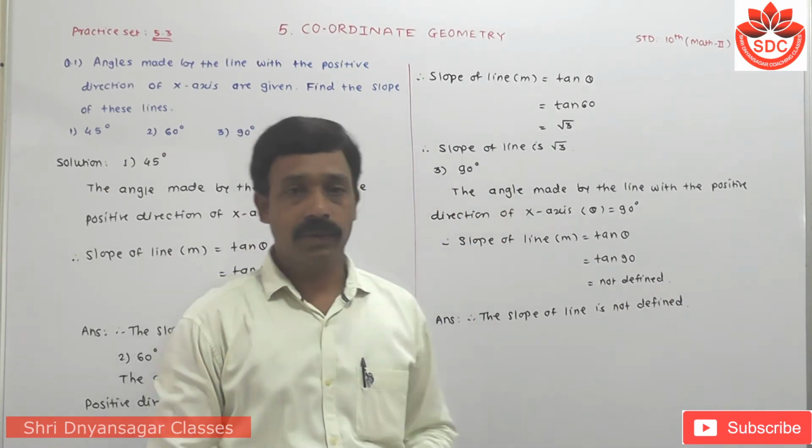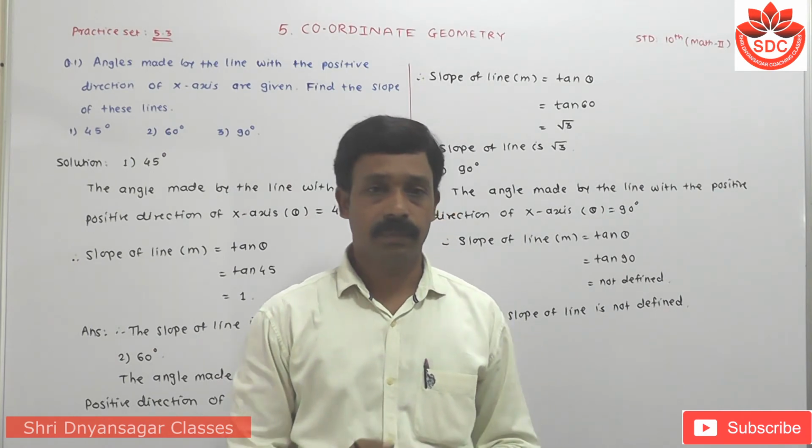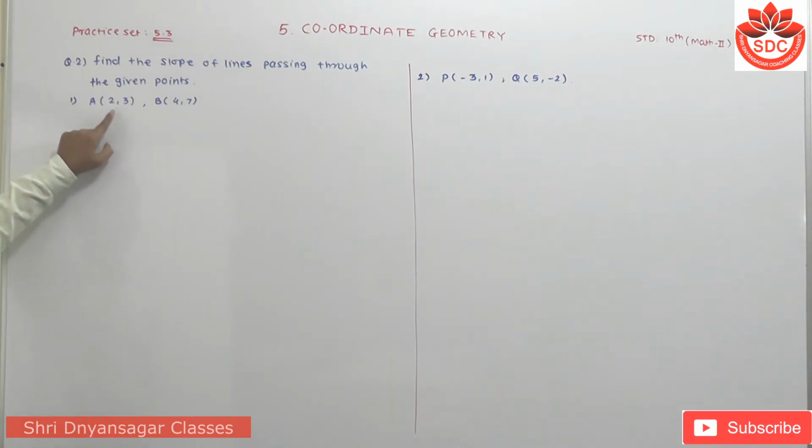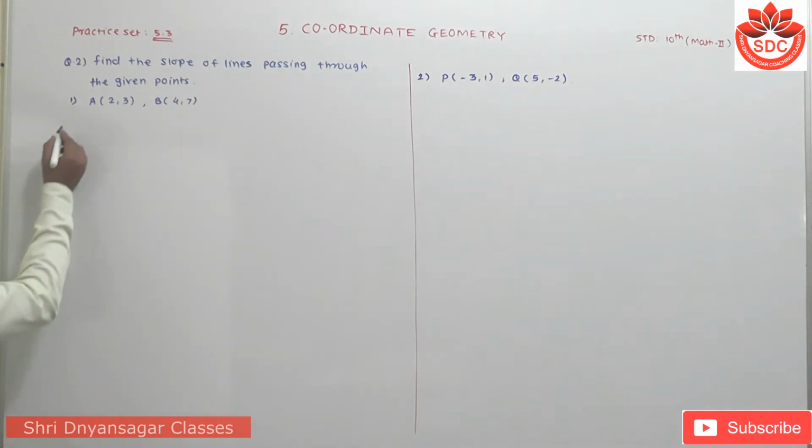Okay, we take the second question. Question 2: find the slope of the lines passing through the given points. Here the points are given: A is (2, 3), B is (4, 7). Now this is the first point here. Solution.